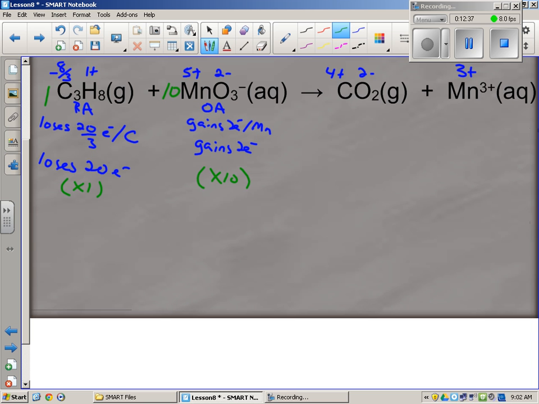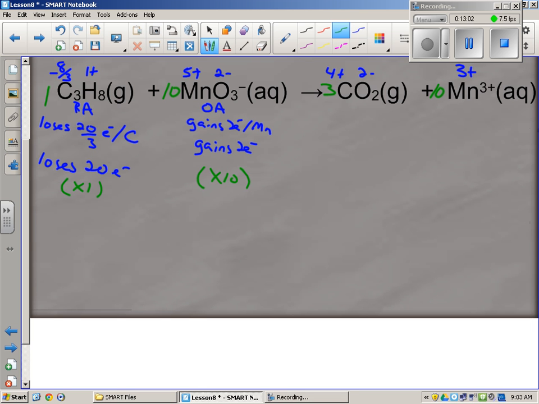1 and 10. Remember, once you put numbers there, you can't change them. That's set. Okay? Now you're going to balance it based on, well, look, 3 carbons. I'm going to put a 3 there. 3 carbons. I got 10 MnO4s. I need to put a 10 MnO4s there. All right? Good.